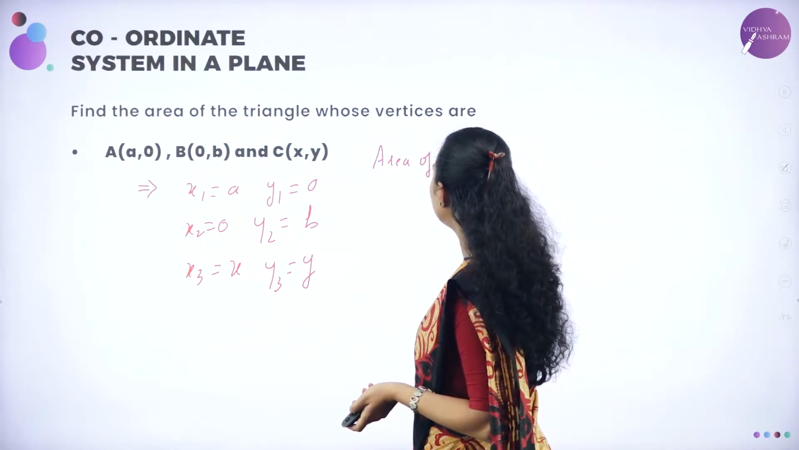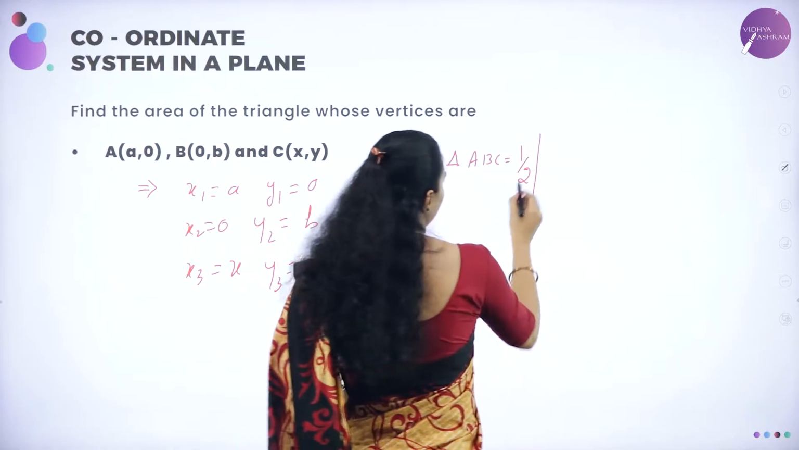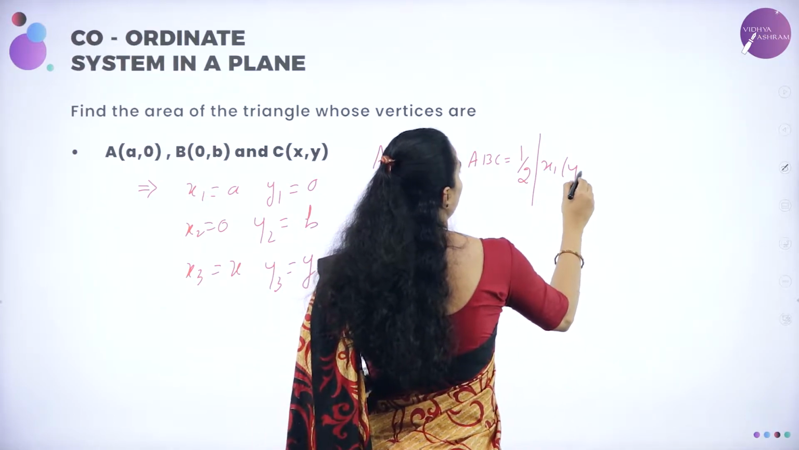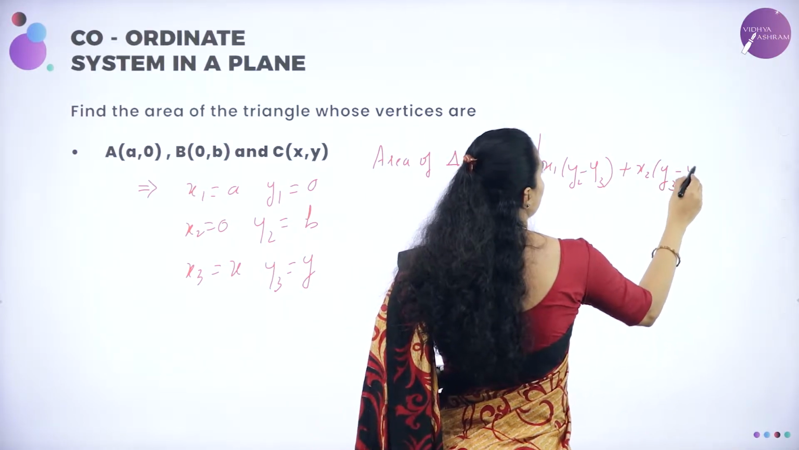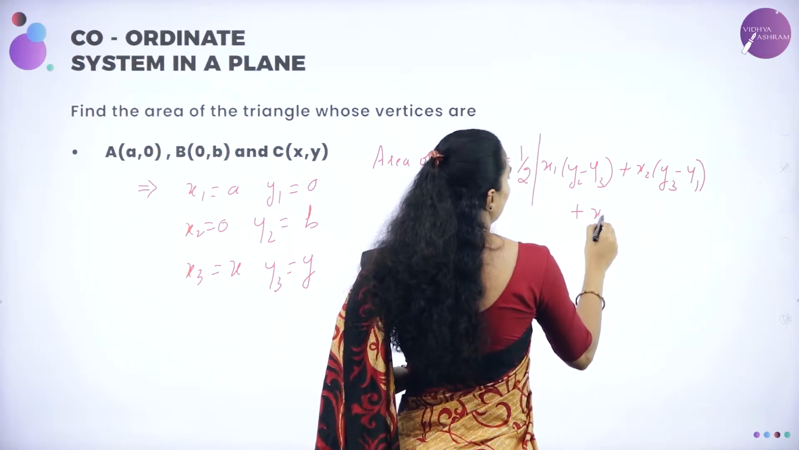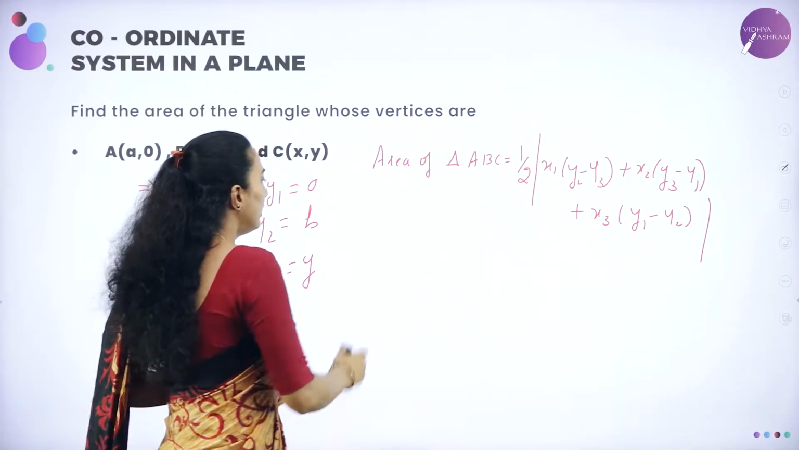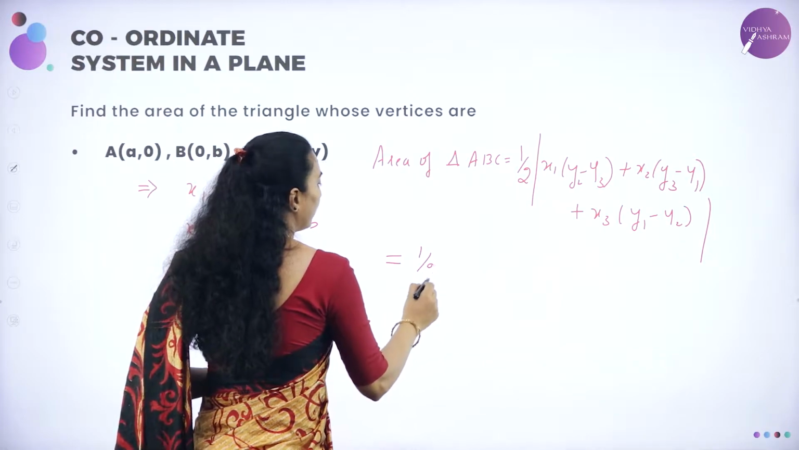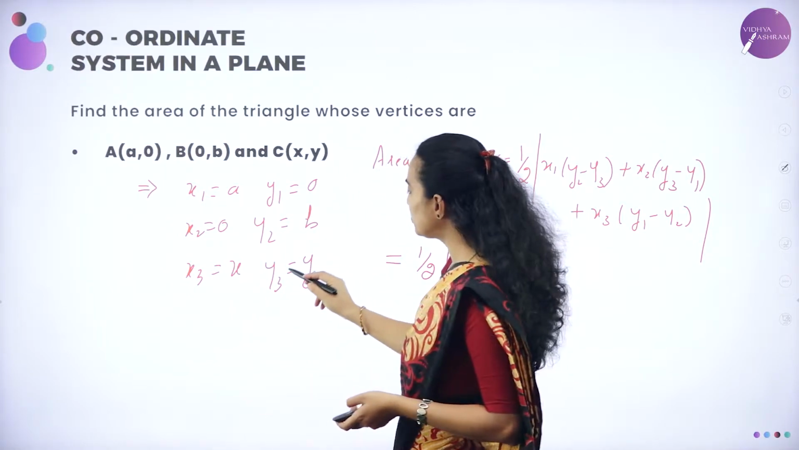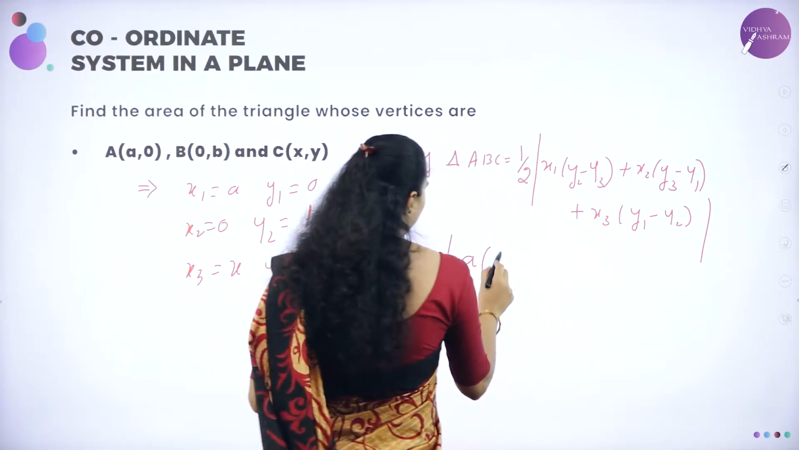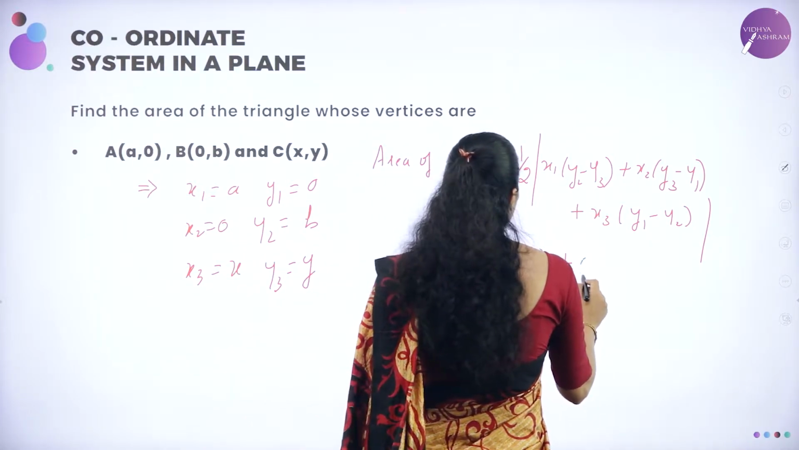Area of triangle ABC is equal to half into modulus of x1 into y2 minus y3 plus x2 into y3 minus y1 plus x3 into y1 minus y2. Correct? You have this formula. Now let me substitute the values. Half into modulus of, what is x1? x1 is a into y2 minus y3, which is b minus y. Plus, what is x2? x2 is 0. You know already 0 into anything will be 0.